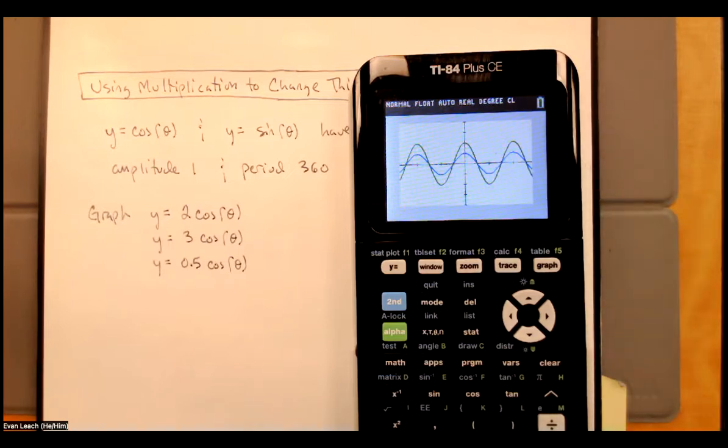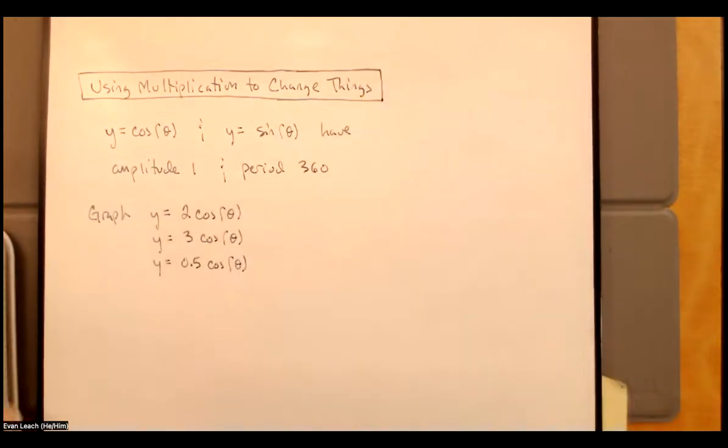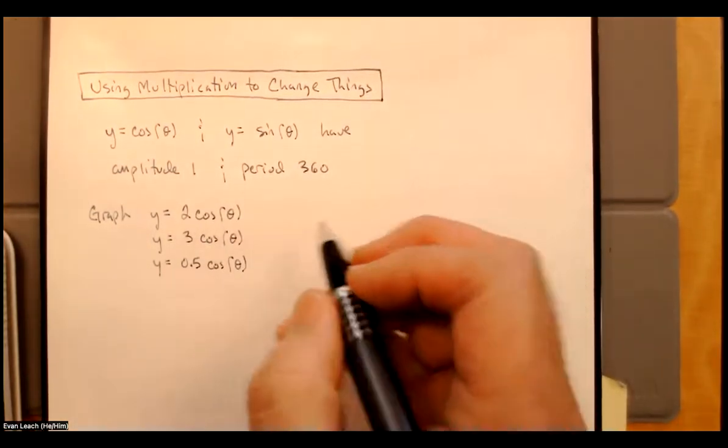We've taken all the y values and multiplied them by 2. So the top is at 2, the bottom is at -2. The way we could summarize this is by saying that the amplitude is now 2. That's the change that happened when we multiplied by 2.